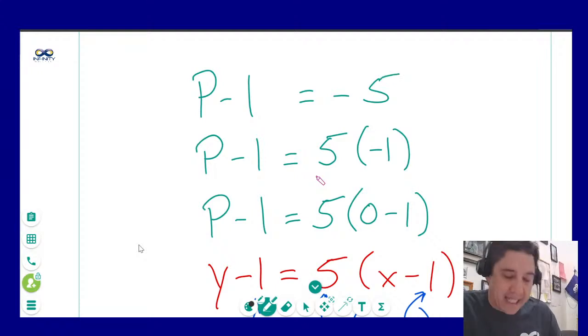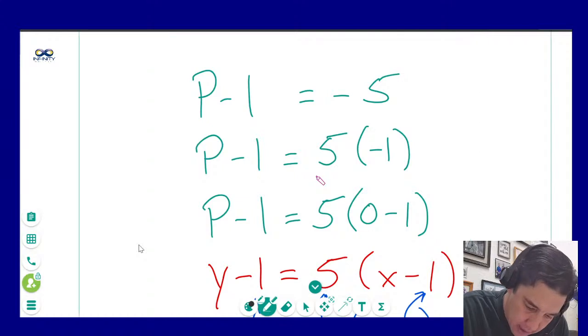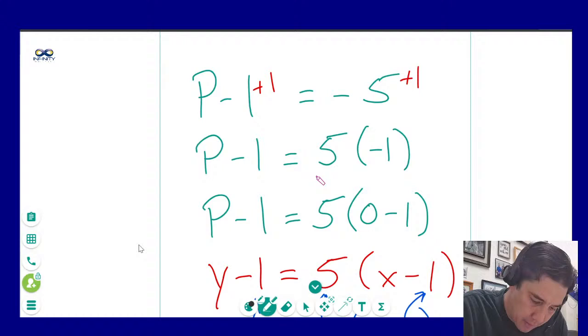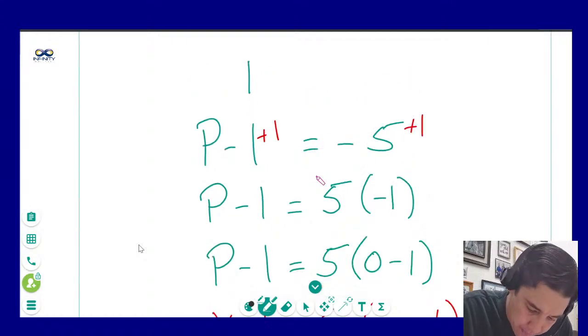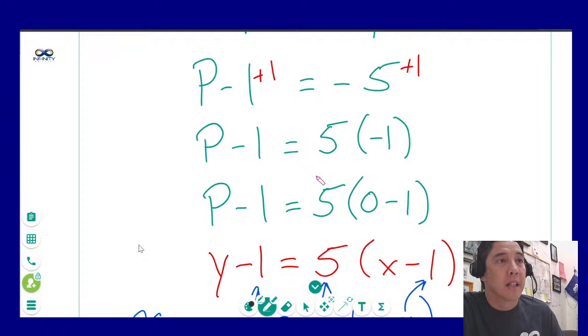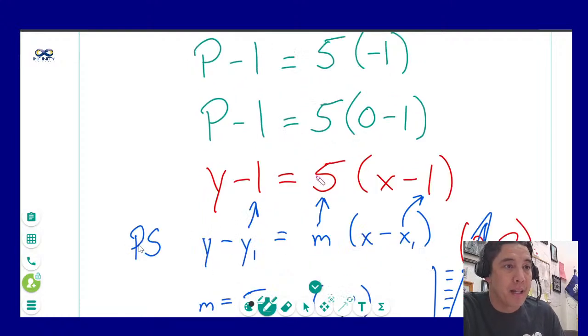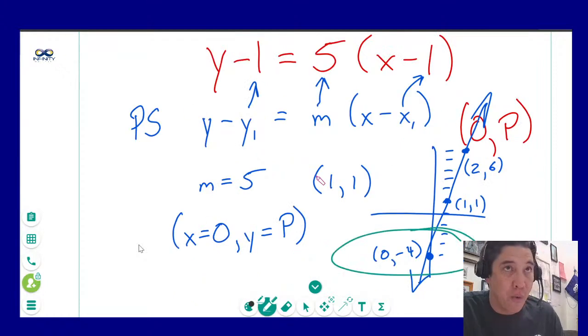In order to isolate the p, we'll have to add 1 to both sides. And we end up with p equals negative 4. And that's just using your simple algebra rules and your simple rules of equations to isolate the p. And notice we get the same number, -4. I hope that helped you, Matteo.